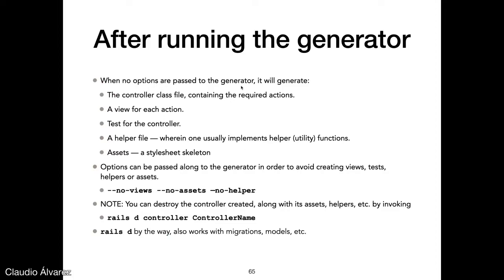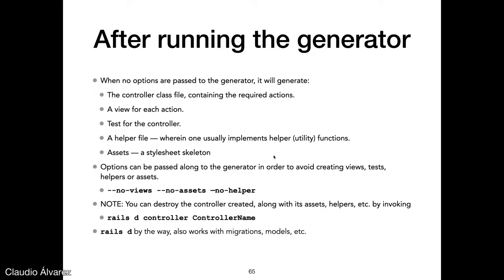So when no options are passed, it will generate the class file for the controller, a view for each action, a test for the controller, a helper file, assets. So if you don't want the assets, you don't want the helper, you don't want the views, you pass along these options to the generator. No views, no assets, no helper.